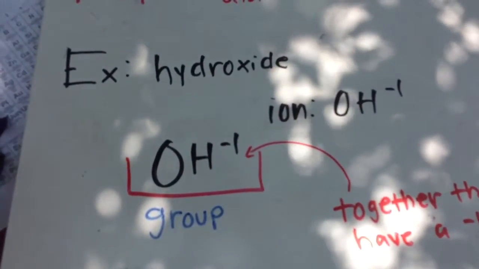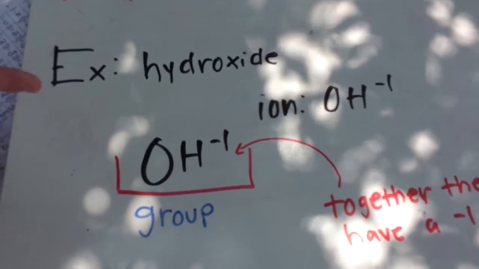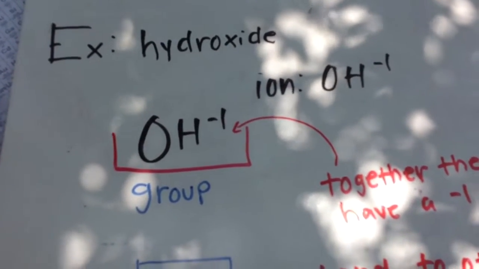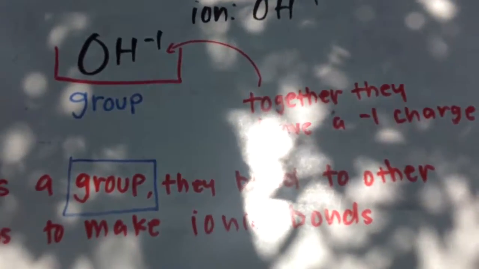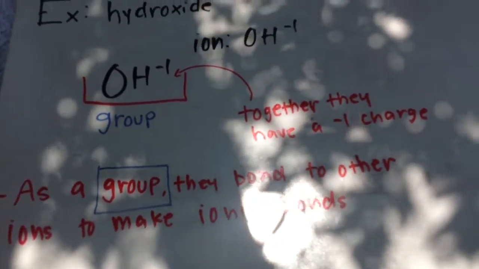Alright, so an example is hydroxide, and the ion for that would be OH negative 1. The reason is that together they form a negative 1 charge, and as a group they bond to other ions to make ionic bonds.